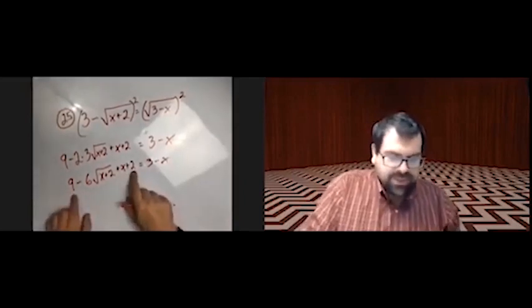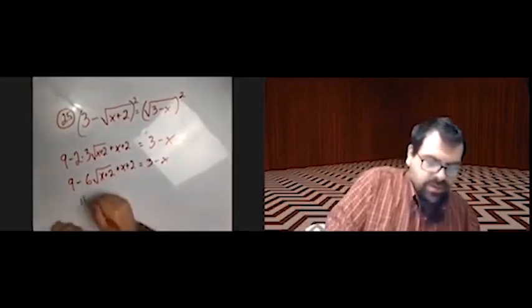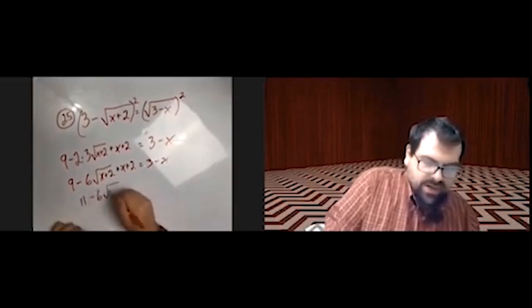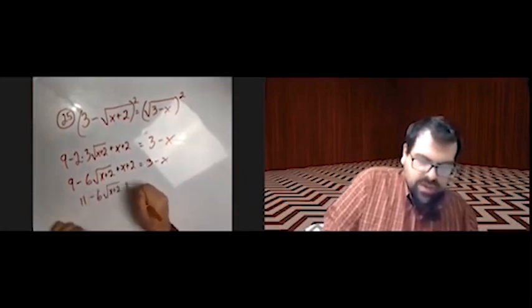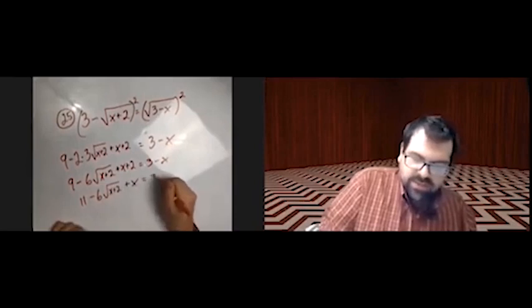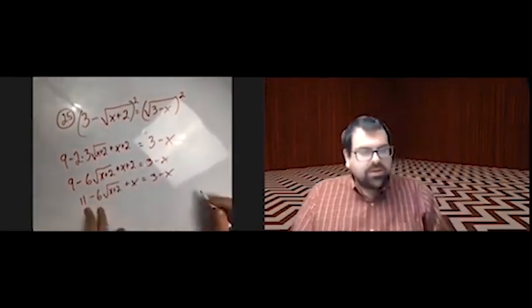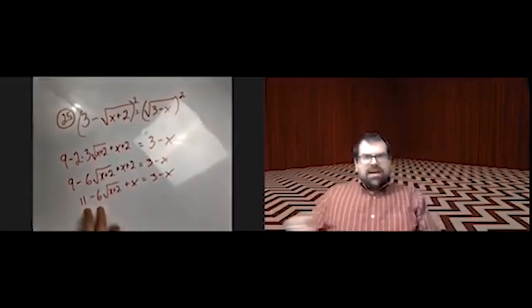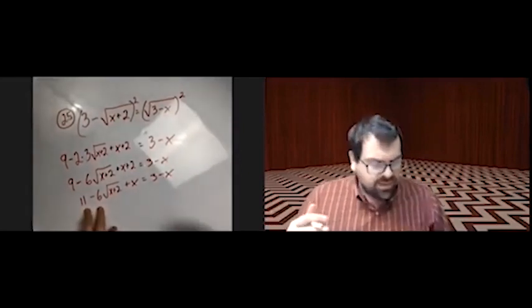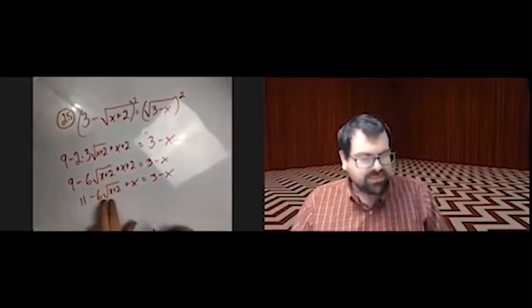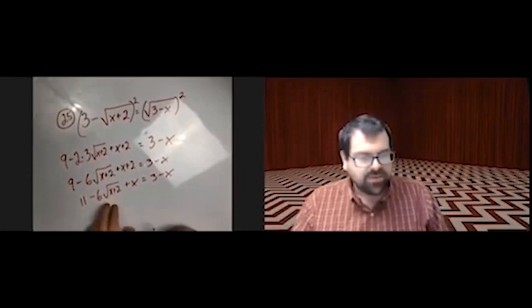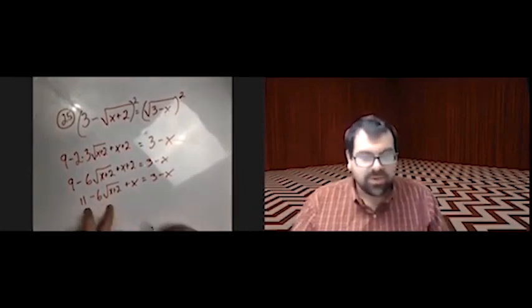9 plus 2 is 11. 11 minus 6 radical x plus 2, plus x equals 3 minus x. Do I do 11 minus 6 to get 5? Absolutely not. These are multiplied together because of order of operations. They cannot be separated. These are not like radicals. They cannot be subtracted.